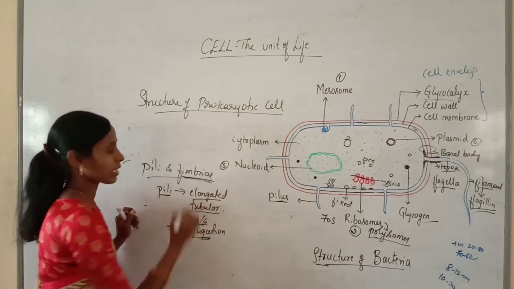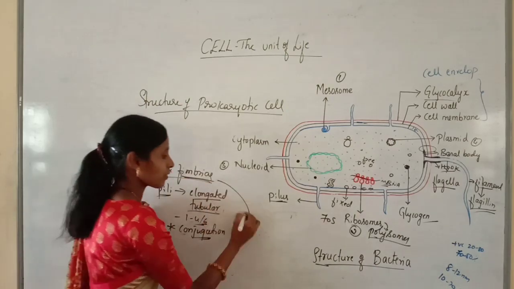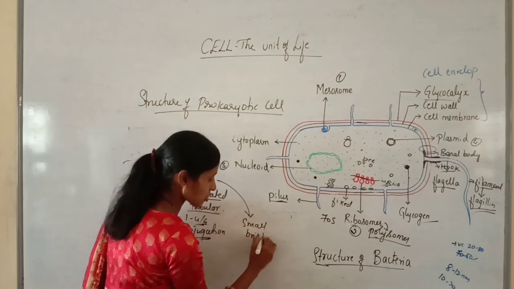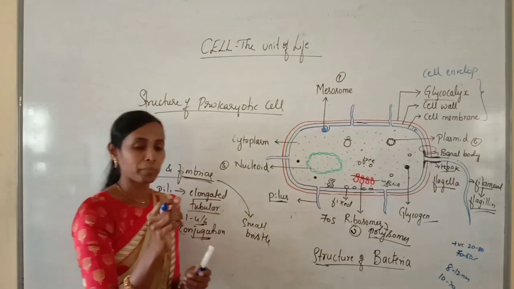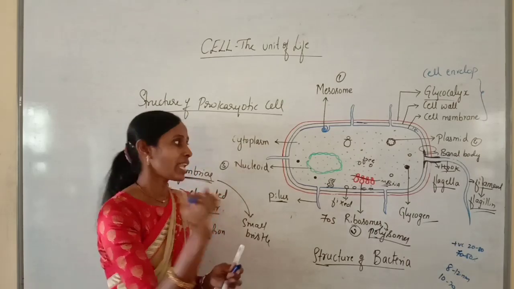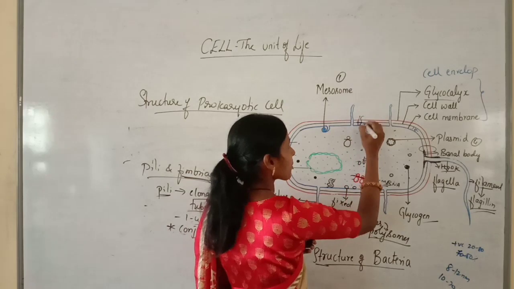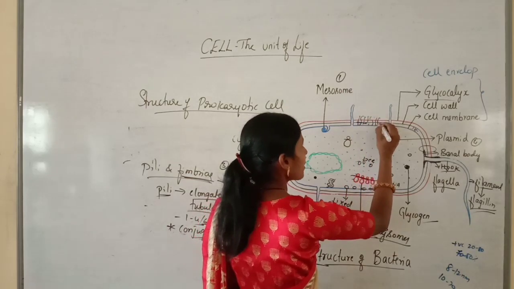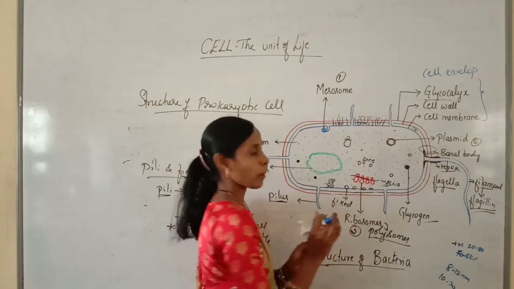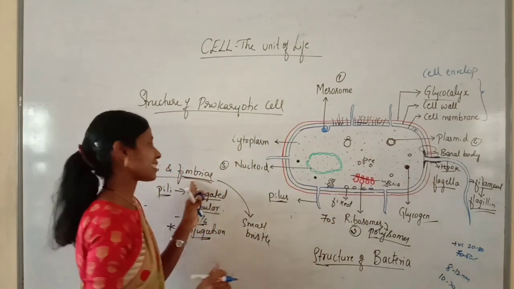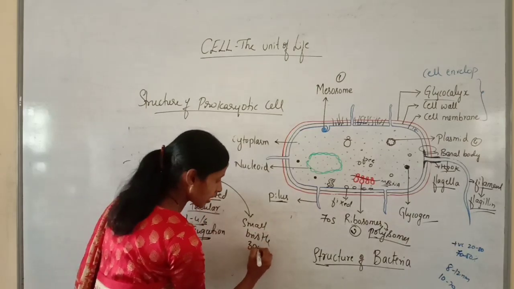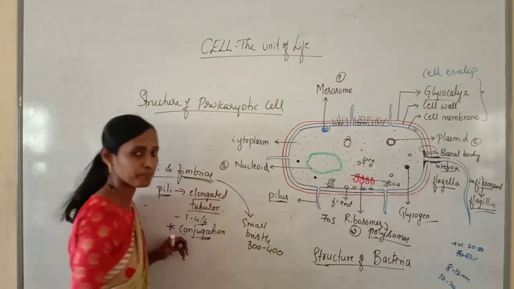Then fimbriae. So fimbriae, these are also small bristle-like structures. Like the bristles you see in a toothbrush, here there are many membranous outgrowths arising from the plasma membrane, and they appear like bristle-like structures. These are called fimbriae, and their number varies from 300 to 400 per cell.